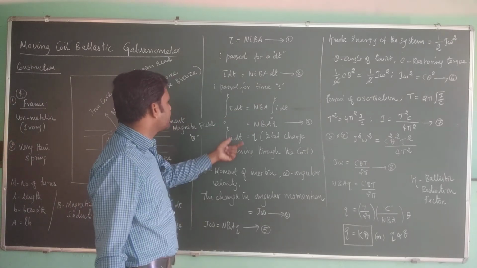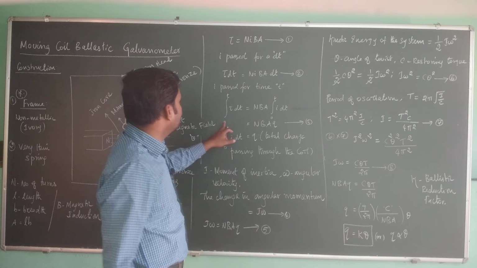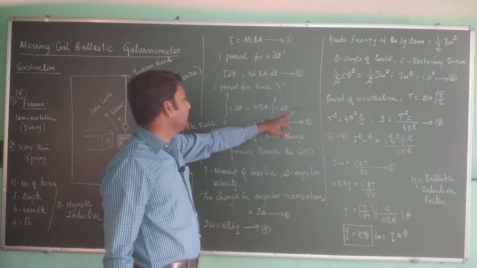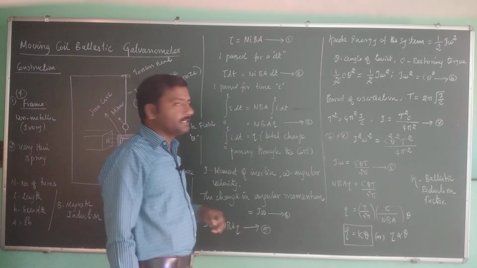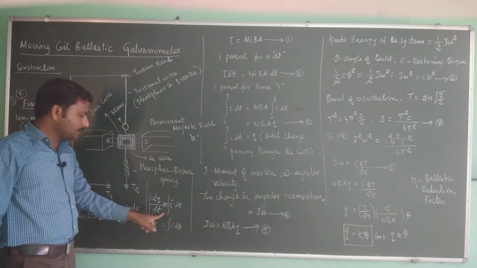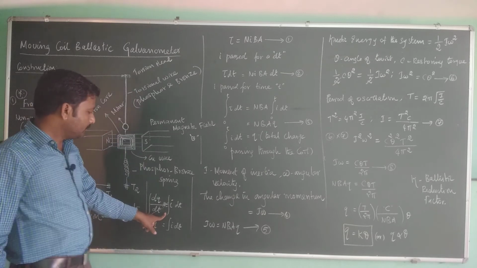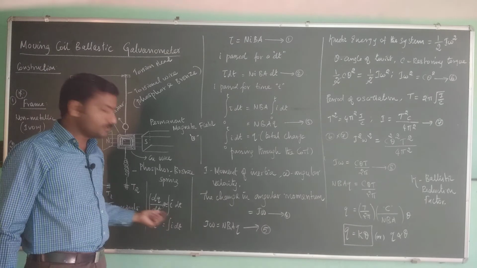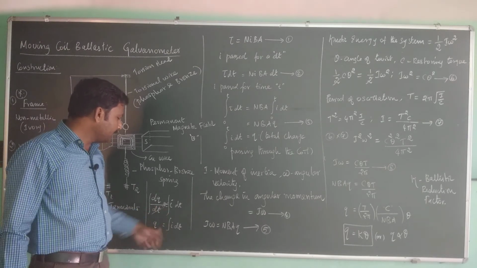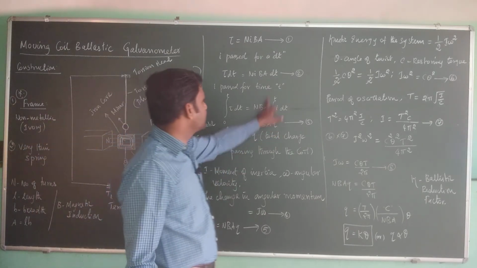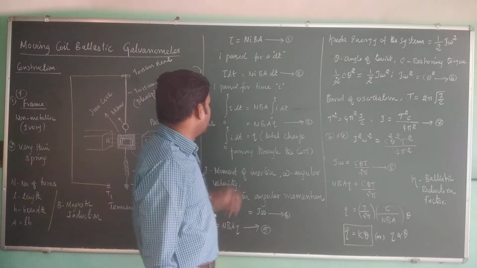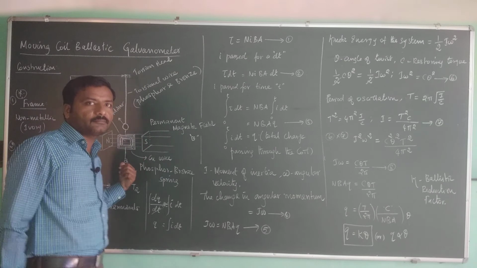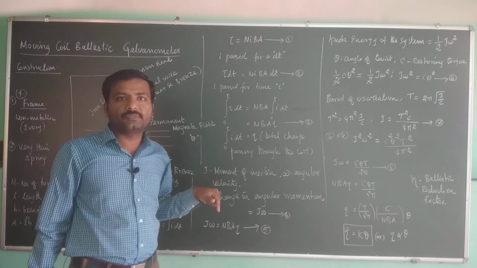On the left side, we have the integral from 0 to t of tau dt, and on the right side, the integral from 0 to t of I dt. We can write that as q, with the understanding that the rate of change of charge is nothing but I. So if you integrate, the integral of I dt is nothing but q. We can replace this term with q, and this q is the total charge passing through the ballistic galvanometer, which is to be calculated.